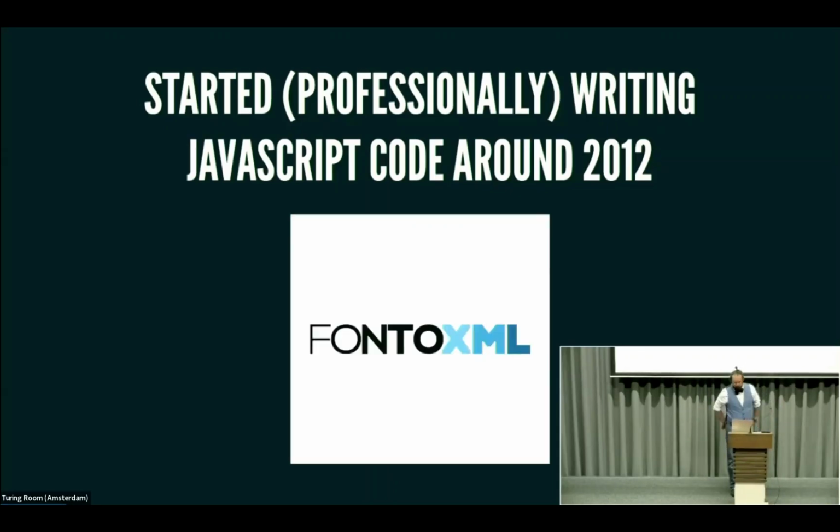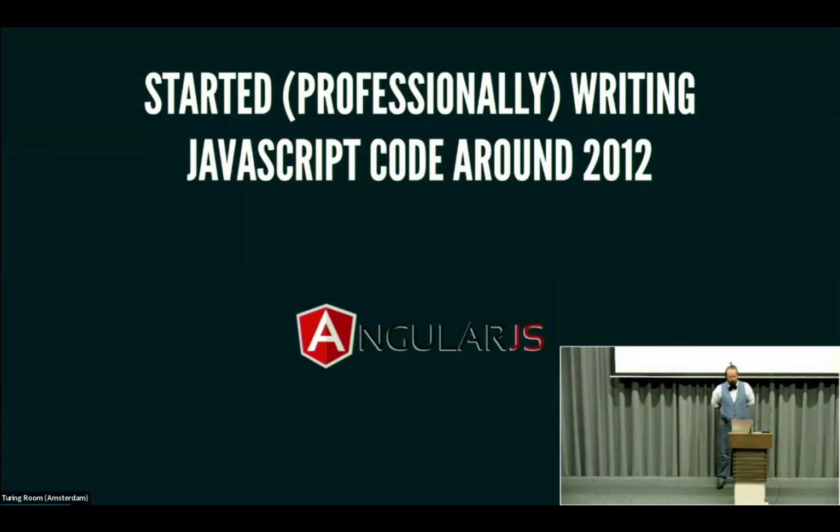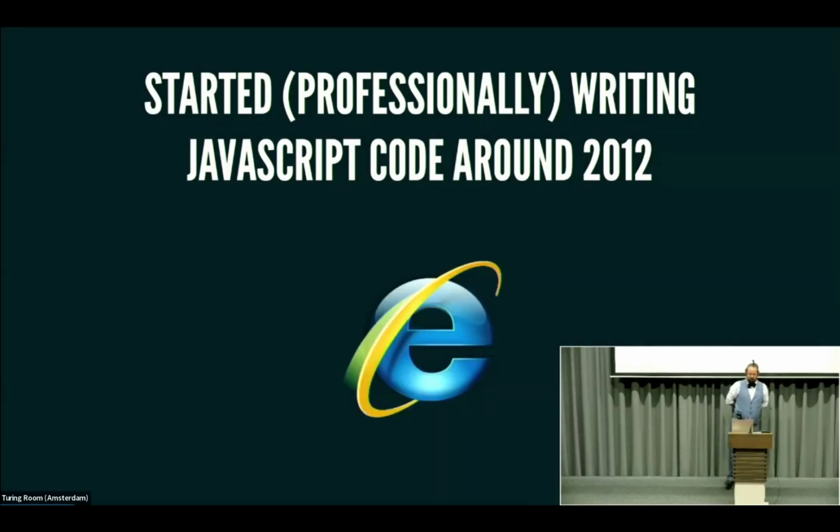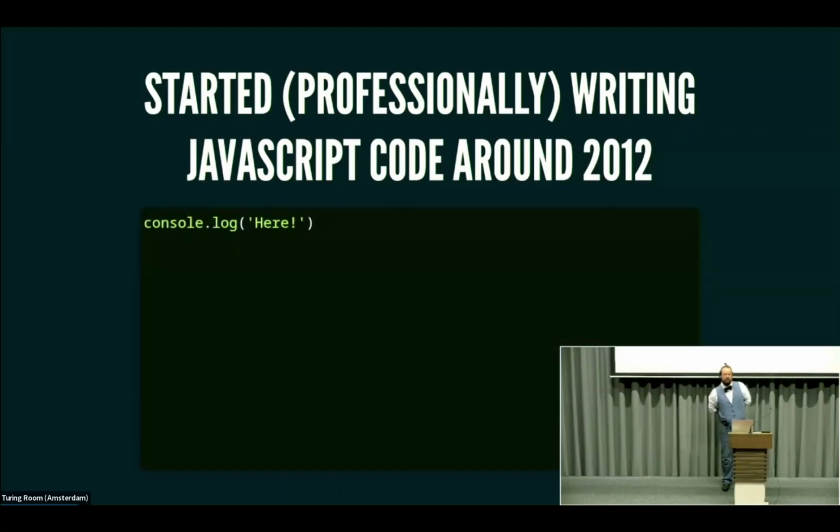Back then, it was a company called Fonto XML. And back then, we were using AngularJS, just to set a picture. We supported Internet Explorer 8. And if we wanted to do some kind of debugging, this is how we did it. We would write console log here to see if the code actually reached this line. And if it didn't, something else was going on.